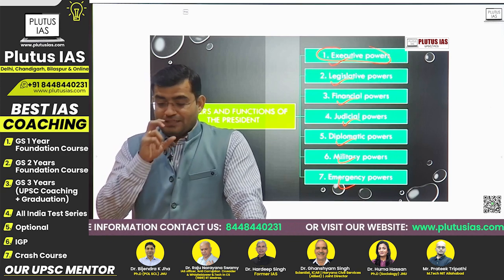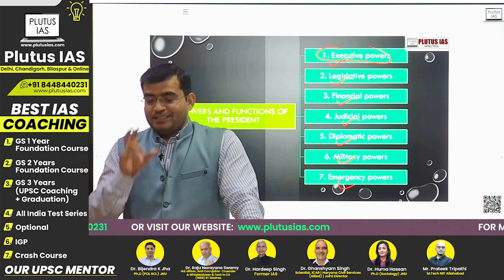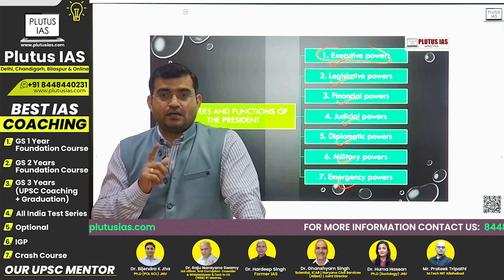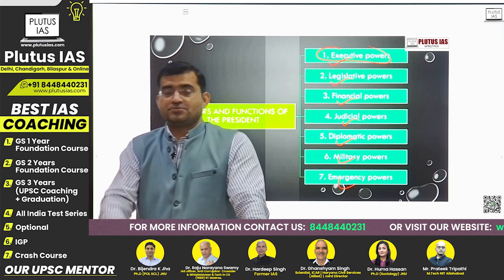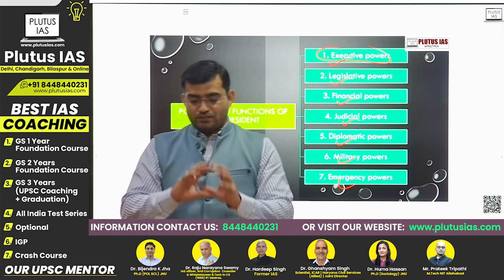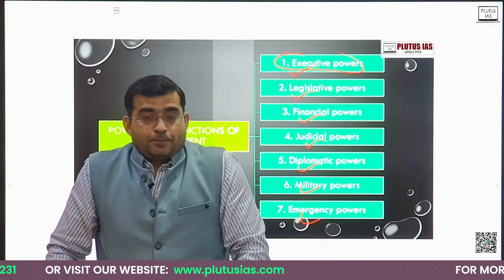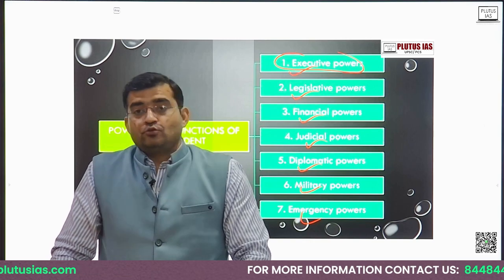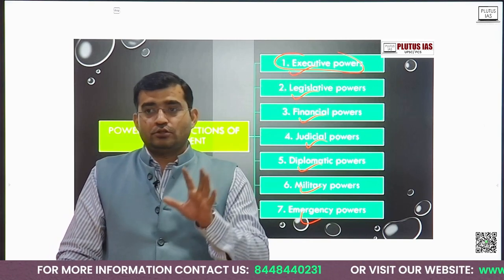Again, you know very well that suppose on a bill, there is a deadlock between the Lok Sabha and the Rajya Sabha. How will this be resolved? So in our constitution, there is a very clear provision that when such a deadlock or conflict is there, the President may organize a joint session by virtue of Article 108. That should be very clear.